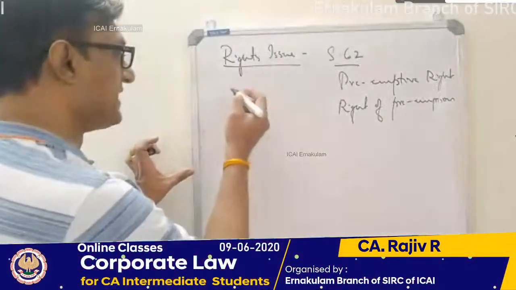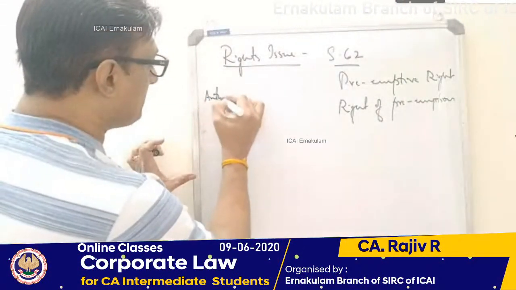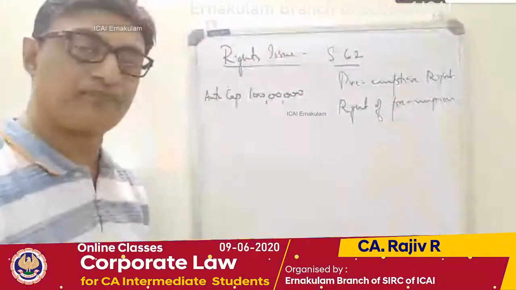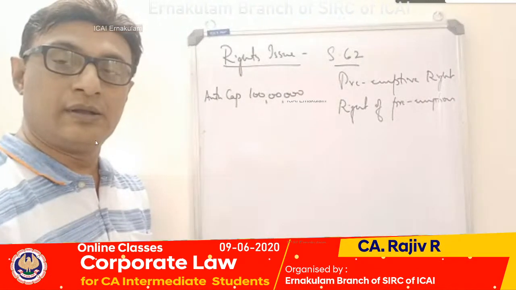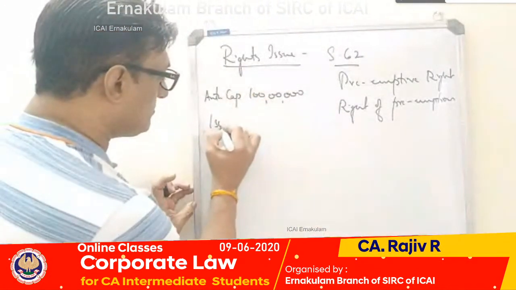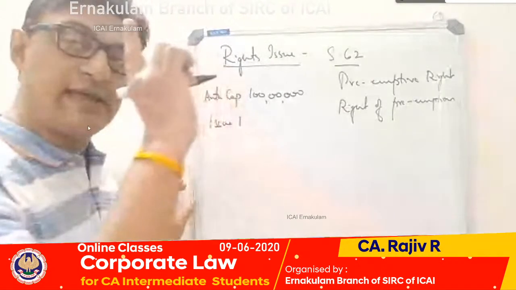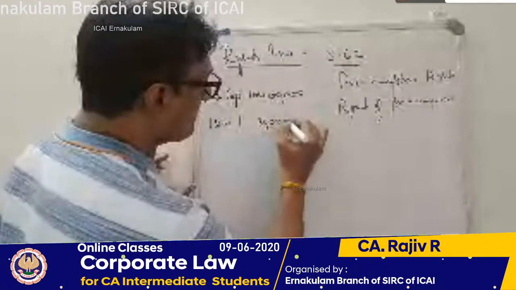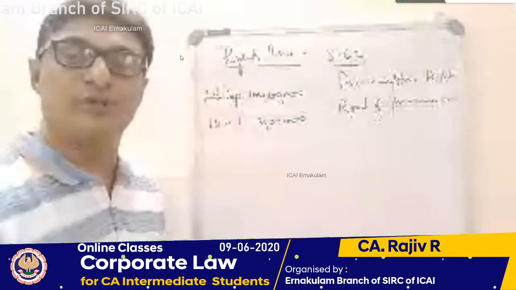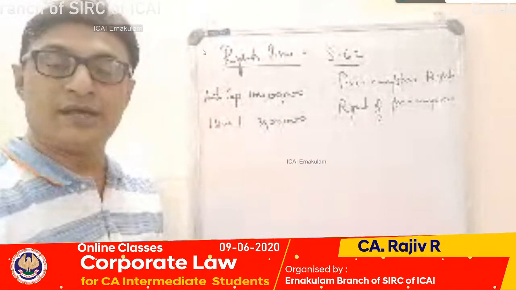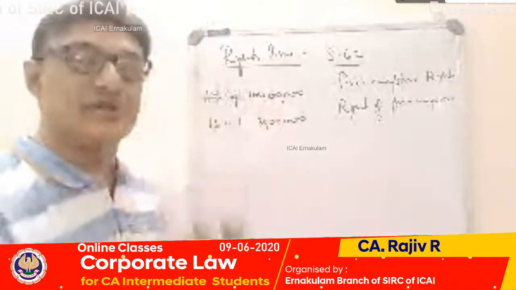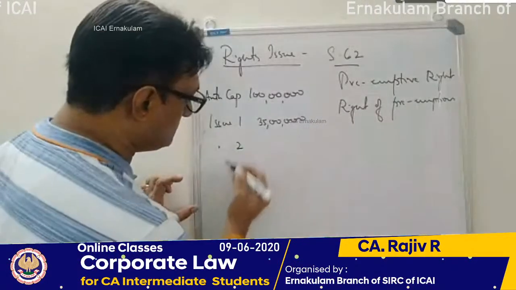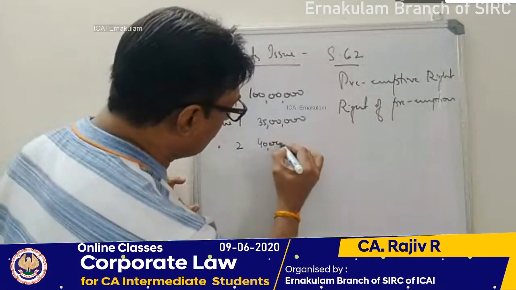We'll take an example. Let us say the authorized capital of a company is 1 crore. It was issued the first time for 35 lakhs. 35 lakhs was issued to the public. Now it is making a further public offer, let us say 2 years after the previous issue. So the issue 2 is going to be of 40 lakhs.